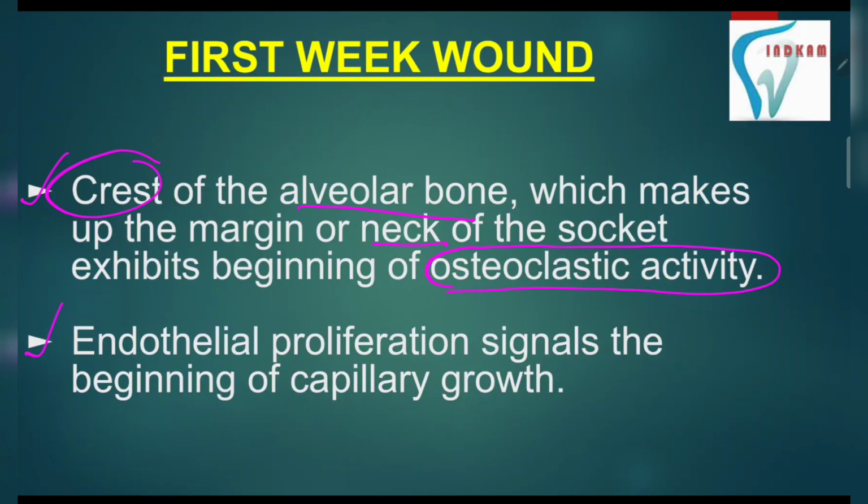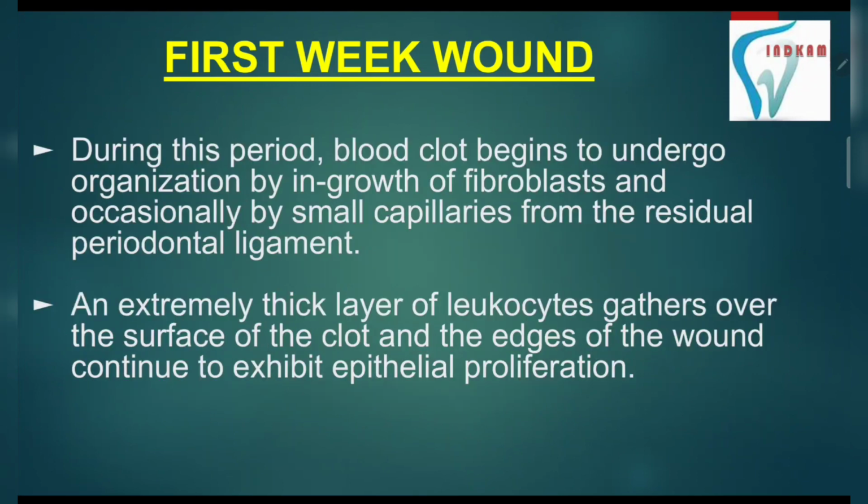Endothelial proliferation signals the beginning of capillary growth. During this period, the blood clot begins to undergo organization by ingrowth of fibroblasts and occasionally by small capillaries from the residual periodontal ligament. An extremely thick layer of leukocytes gathers over the surface of the clot, and the edges of the wound continue to exhibit epithelial proliferation.